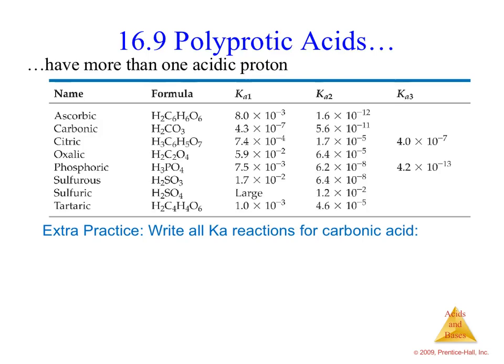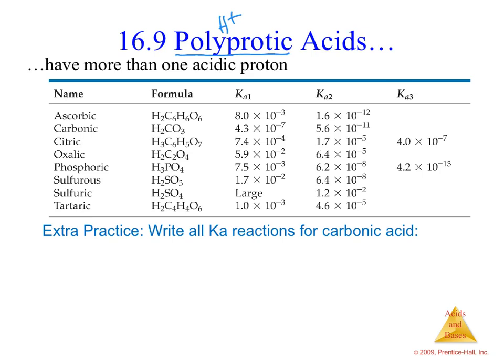Okay, so welcome to video lecture, chapter 16, section 9. Here we're talking about polyprotic acids. When you hear the word polyprotic, poly, you should think many. Protic, we think of proton, which is H plus. So a polyprotic acid is an acid that has many hydrogens.